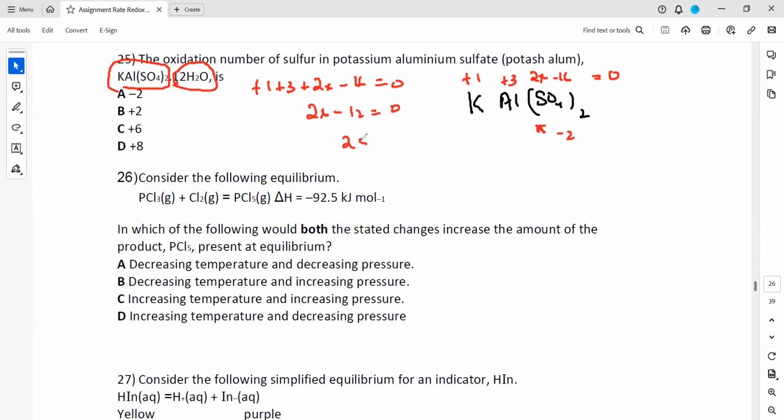12 will go to the other side, so 2x is equal to 12. If we need x, so x is equal to 12 divided by 2, which is equal to plus 6. So C should be the right answer.